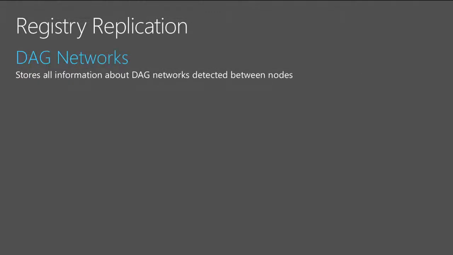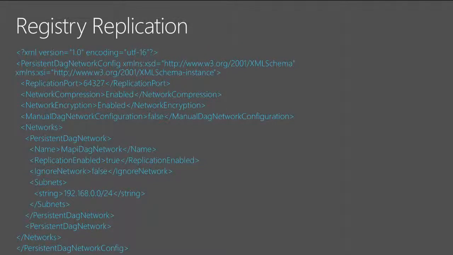All right. Moving on to some other information we store in the registry that's fun, our DAG networks. This is where we store all the information about the network communications paths that we have to ship log files between nodes. It's a big XML blob that's stored in a single key. And what you can see here is that our replication port is listed, whether or not we have encryption or compression enabled, and what subnets are associated with that particular DAG network.